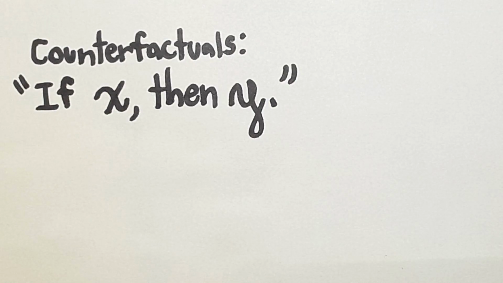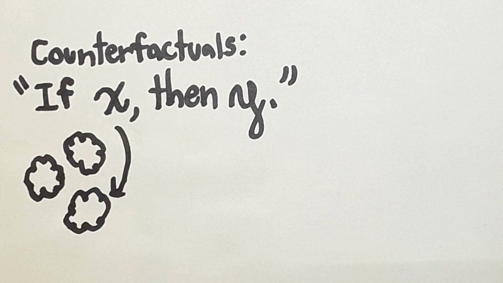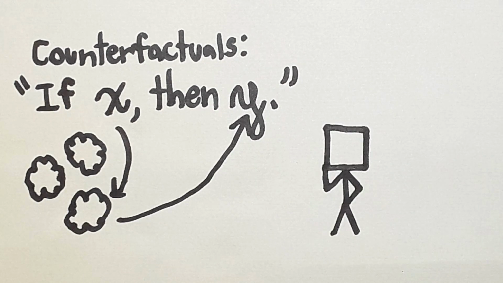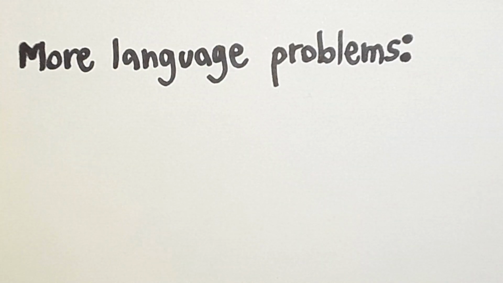When we say if x, then y, we need some way to pick out which hypothetical world x is talking about before we see if y is a true description of it. Now here's some more language problems that come from the vagueness of words.